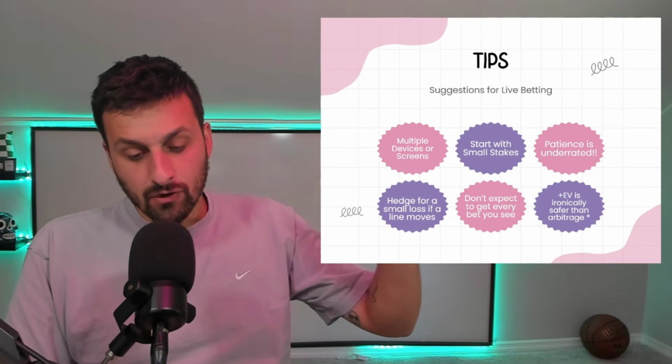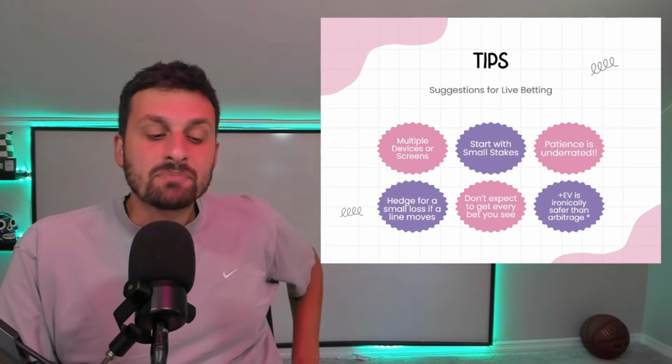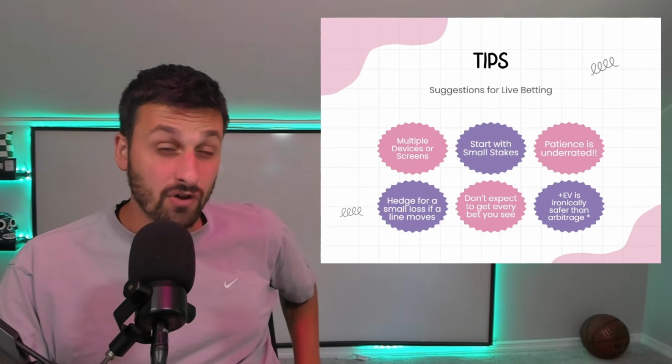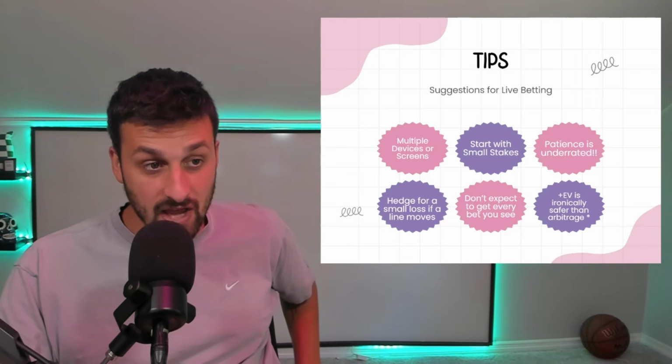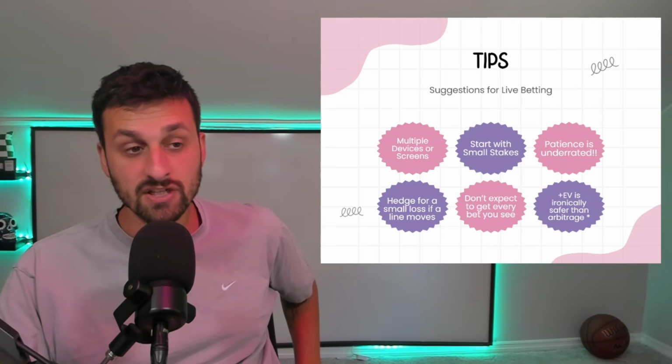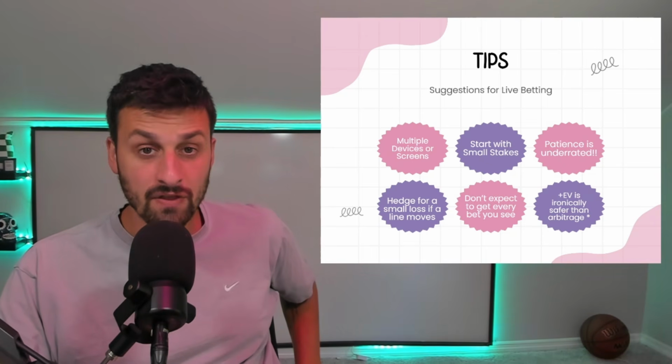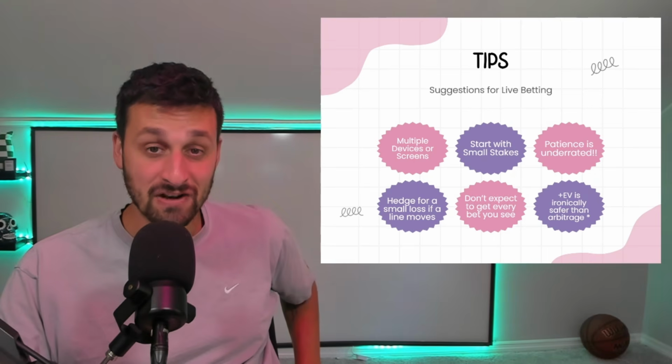I should have put this one first because it was likely my biggest mistake when I started this, and it's one of the hardest things for me to do to this day, and that is to hedge for a small loss if a line moves. I am not good at this, and it is the source of a lot of pain and a lot of frustration.